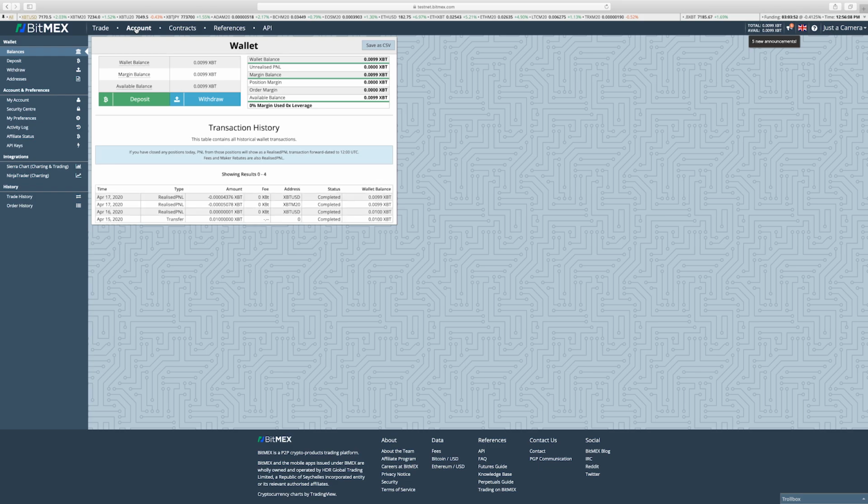Now, if we click on the Account tab, we can see that we have a screen that says Wallet. And this is essentially your balance. The way that you put money, or in this case Bitcoin, onto this exchange is through the deposit function. Now, this is denominated in XBT, and XBT is the currency on BitMEX. That is the product that the value is derived in.